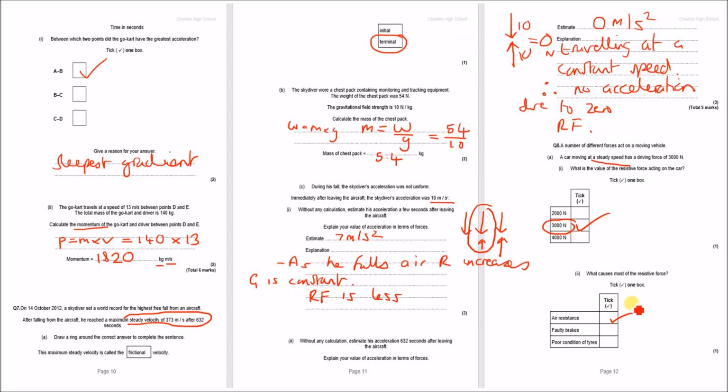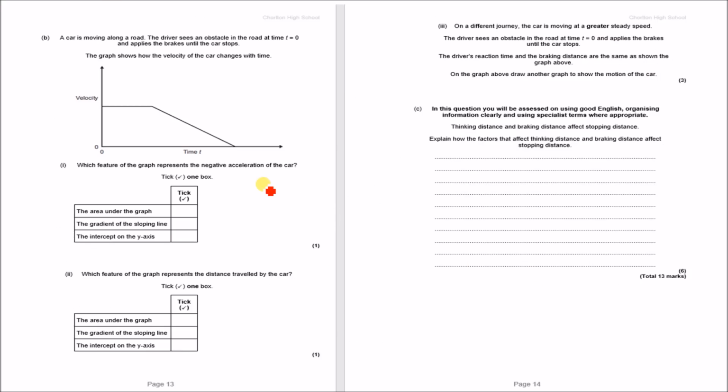Okay, the next question. A car is moving along a road. The driver sees an obstacle in the road at time t equals 0. So this is when they've seen the obstacle. Okay, and you can see they're going at a particular velocity and they're continuing to go at that velocity until they press the brakes, and then they're slowing down, and here they've stopped. So what feature of the graph represents the negative acceleration of the car? That is going to be the gradient.